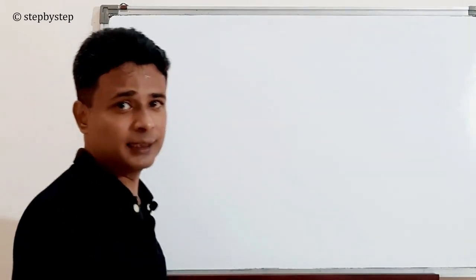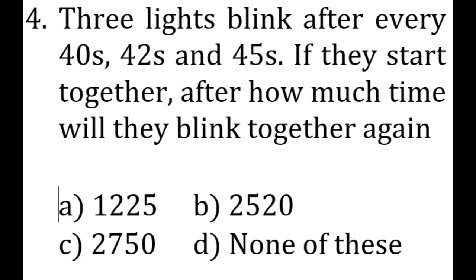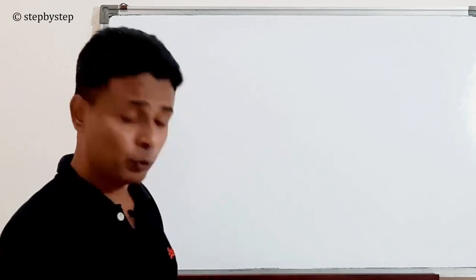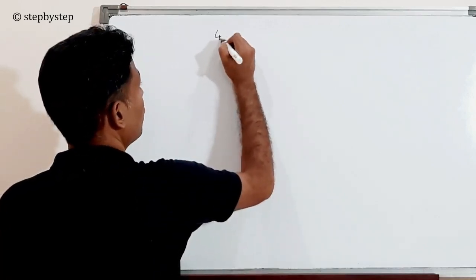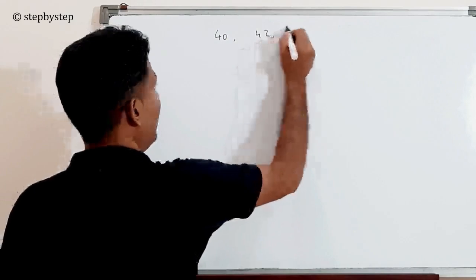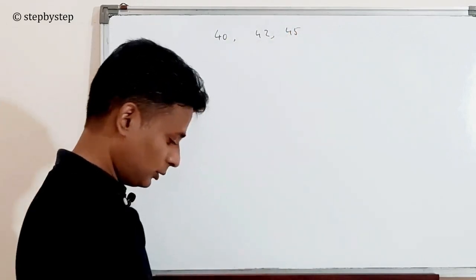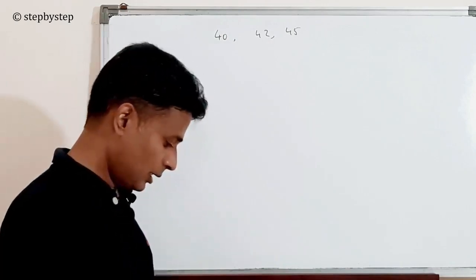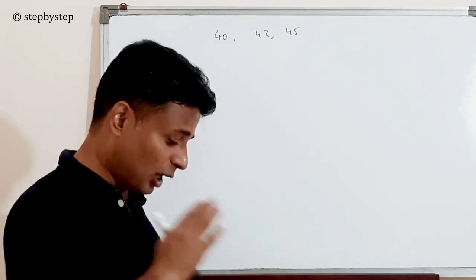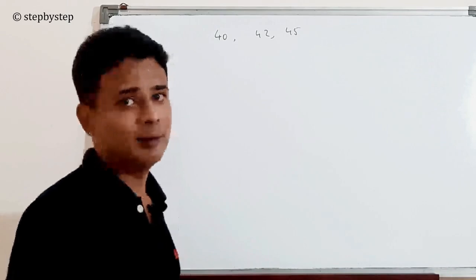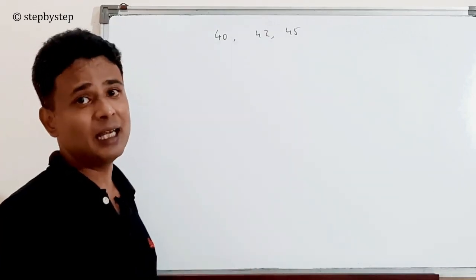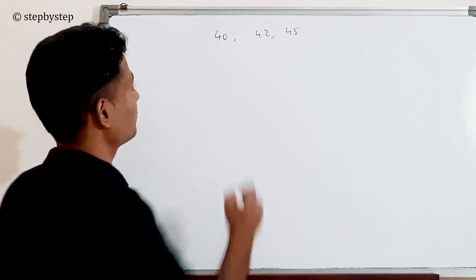Now the fourth question in this test. 3 lights blink after every 40, 42 and 45 seconds. So 40, 42 and 45 seconds. So 3 lights blink in this much time. If they start together, after how much time will they blink together again? Obviously, the answer has to be more than this, which means it's an LCM problem.